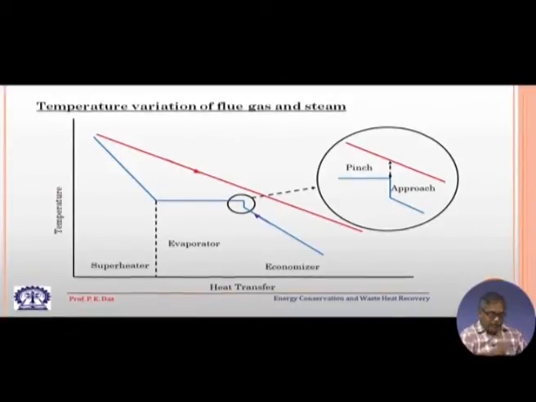Now, if we see how the temperature is changing, this kind of figure I have shown earlier also. So, this is how, for a single pressure, the temperature of the gas stream is getting reduced, and this is how the temperature of the working fluid of the steam cycle is increasing. So, this part is economizer, up to this it is economizer, and then there is evaporator, starting from here to here it is evaporator, and then there is superheater. So, there are 2 points which are to be noticed very carefully.